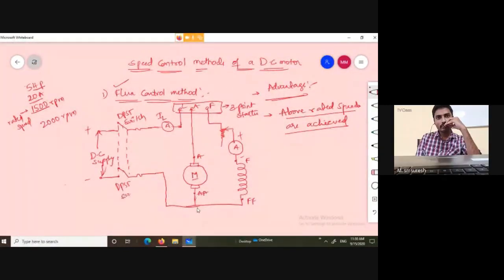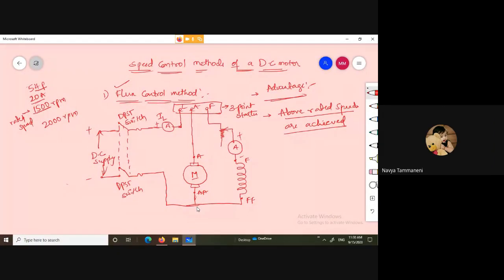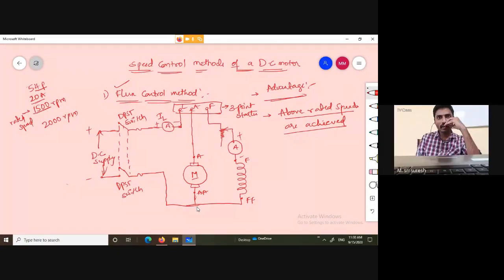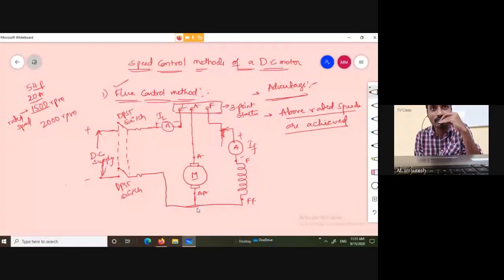Any doubts? No, sir. Okay, this ammeter indicates the line current value, which is indicated as IL. And this ammeter indicates the field current value, because it is in series with the field winding. This is a shunt motor. You can see here the field winding is connected in parallel with the armature, and it is connected in parallel with the supply. So this is basically a shunt motor.